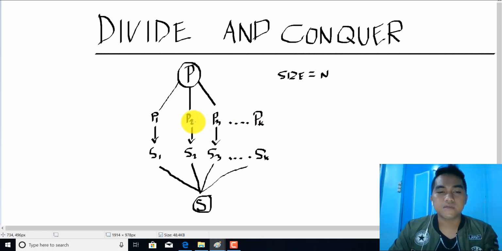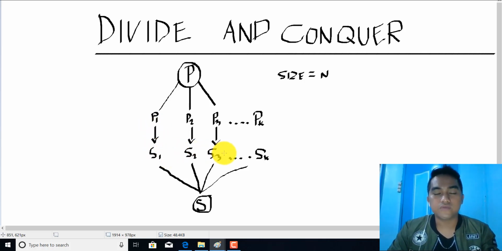With this problem, by using the divide and conquer method, whatever the problem is, the sub-problems will be the same as the main problem. So with the sub-problems, we have different solutions. With problem 1, we have solution 1, and so on up to solution K. And just by combining these solutions, it will solve the main problem.